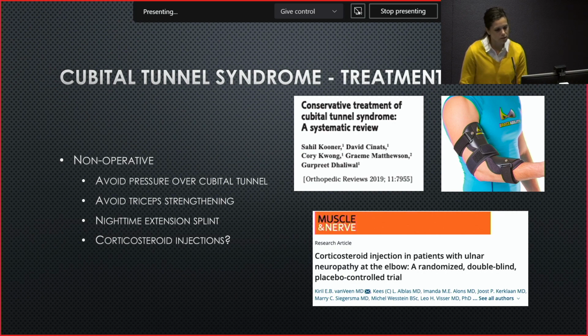There have been other studies that show maybe some short-term benefit, but in contrast to carpal tunnel syndrome, where we use them a lot and there is good evidence for that, they're really not all that useful for cubital tunnel syndrome. You also need to have ultrasound guidance for those injections to do it safely.